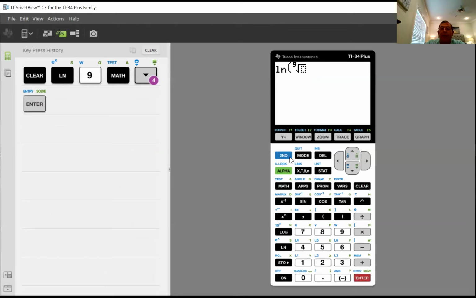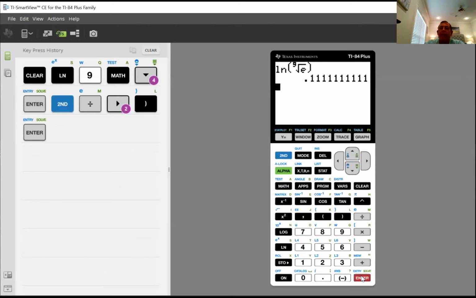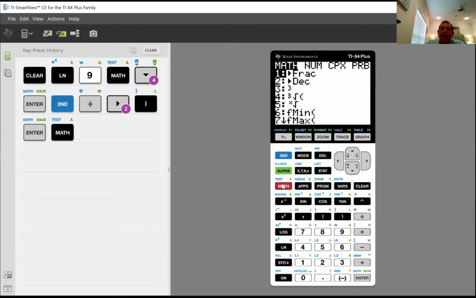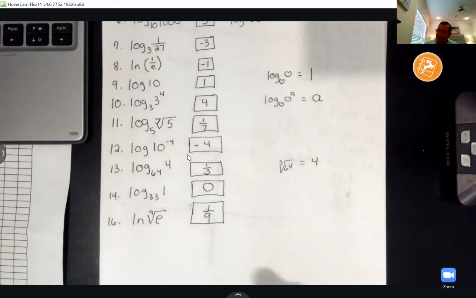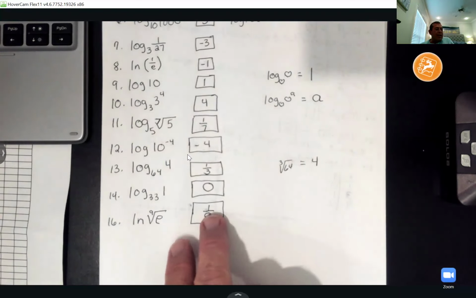I'm going to get the e by hitting second divide. Then I'm going to arrow out and close my parentheses, well, I don't even have to close them, but I will. But there you go: ln of the 9th root of e. Hit enter, and then turn that into a fraction. Math, enter, and you get 1/9. So just remember, radicals can be written as fractional exponents, okay? All right, y'all, so then next.